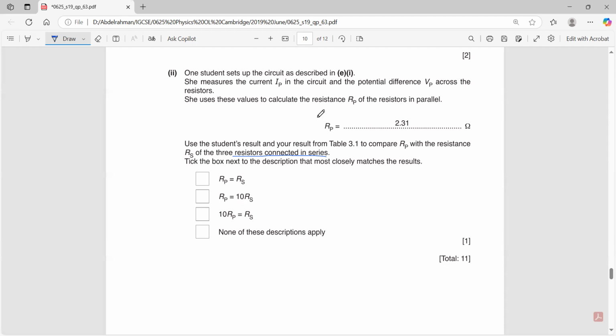No, it's actually the other way around. How so? 10 times RP. What's 10 times RP? 10 times 2.31 is 23.1. Is this equal to 24? Are they both equal? Yes, they are both equal within the limits of experimental accuracy. That's it.